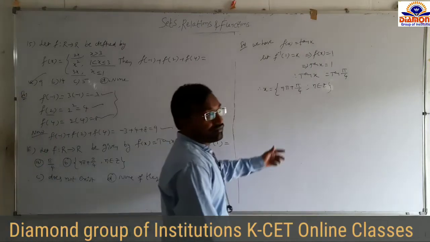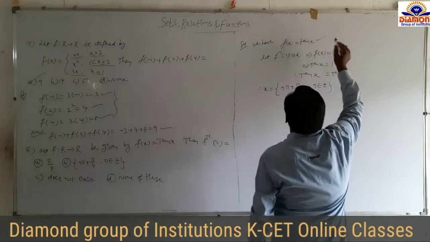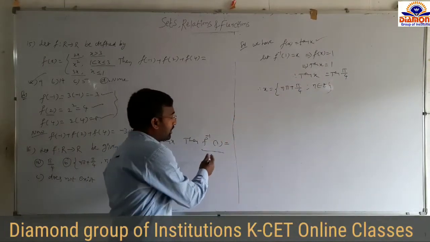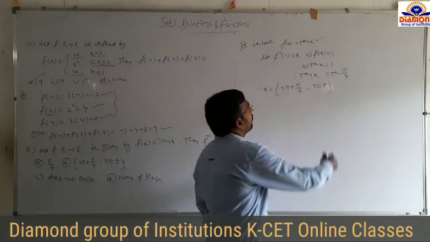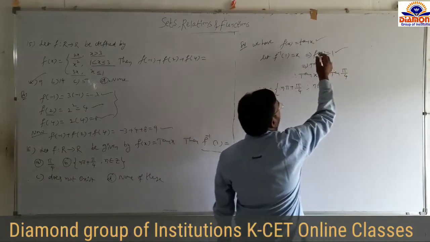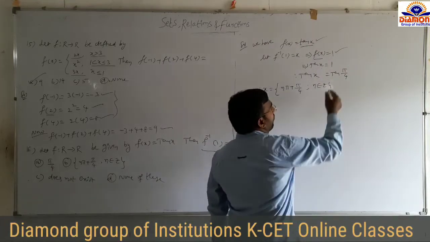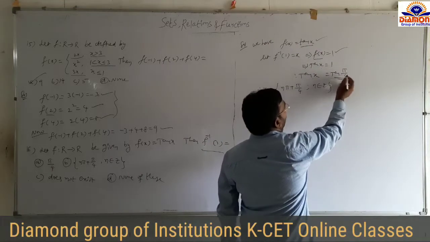Given the function f of x equal to tan x, find f inverse of 1. To find f inverse of 1, take this equal to x. So you get f of x equal to 1. What is the f of x function? Tan x. So tan x equal to 1. You can write 1 equal to tan pi by 4. Tan x equal to tan pi by 4.